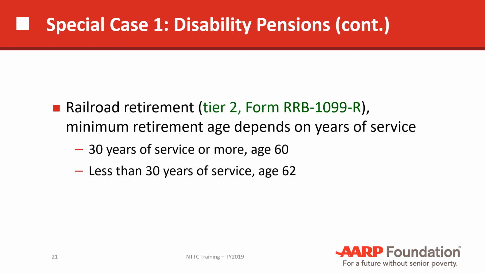Now, railroad retirement, Tier 2, minimum retirement age depends on years of service. And you can see here 30 years of service or more. They retire, actually the minimum retirement age is 60, and then with 30 years of service, it becomes 62.